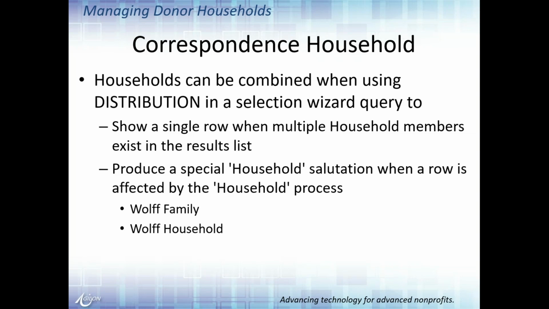So not only will this be able to show you the household members and limit them to a single household, it can also produce a new or unique household salutation. Instead of having it say Bob Wolf and Marcia Wolf, it returns the Wolf family or the Wolf household, however you have the salutation built out for returning households.